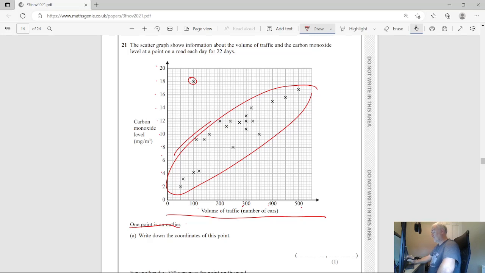Write down the coordinates of this point. So we're looking to see, well, my coordinates are 100 along the bottom and 18 up the y-axis. So 100, 18. So I'm just reading off the graph. 100, 18. That's where that point lays on my graph.